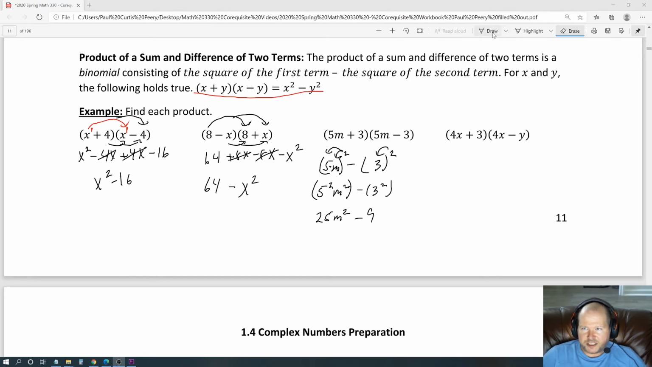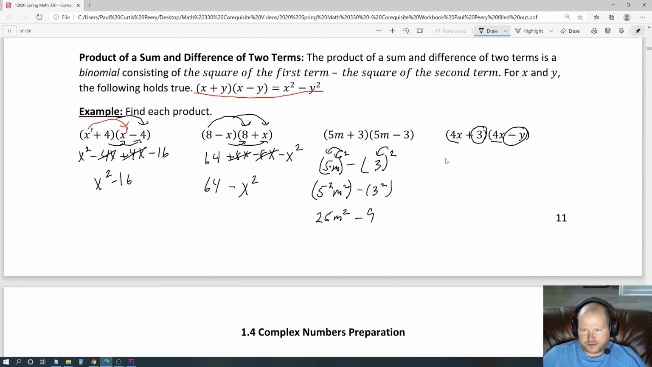Now this one's a little bit different in that we have a 4x here and a 4x here, they match, but notice that the second terms don't match. So you can only use this pattern when you have the same two terms, but one's addition and one's subtraction, or they're conjugates of each other, right? Binomials with opposite signs in the middle. Now this one does not fit that pattern, so if we were going to do this one, we have to do it the old way.